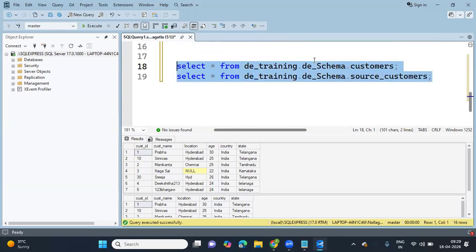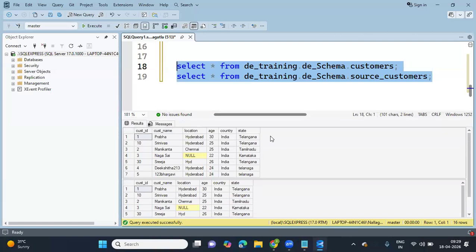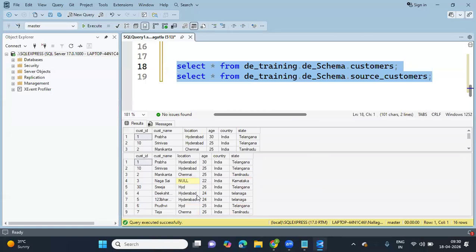Okay, now the target table is this one, DE schema customers. The customers table has 7 rows and the source table has how many? One second. The source table has 9 rows, out of which 7 are common between them.